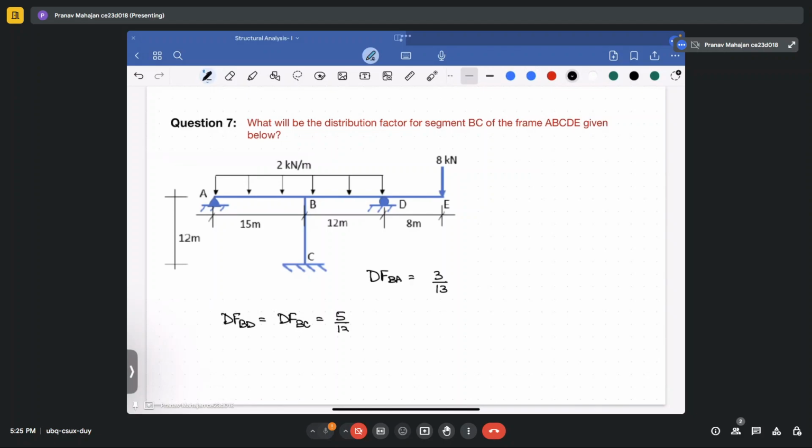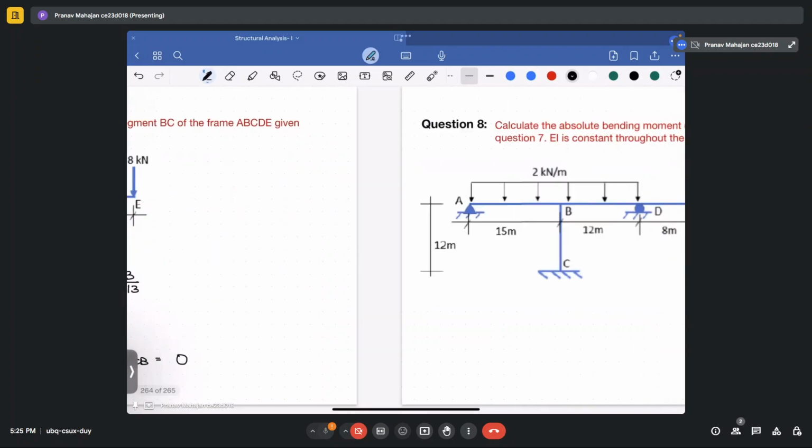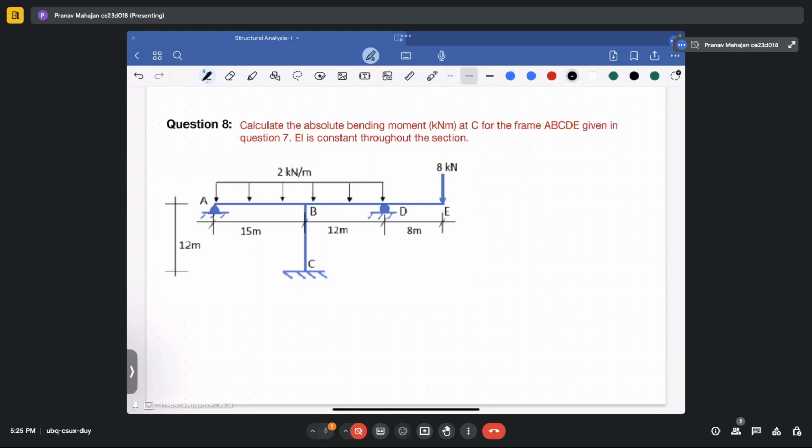Okay, and your rest DFs, that is DF for DB for hinge, it is 1. Then your DF for AB, again it is hinge, so that will be 1. For DF of CB, since that is fixed, so that will be 0. Okay, so all the distribution factors that were required for these calculations we have written in these slides. And now next is you are required to calculate the bending moment at C. For bending moment at C, let's first calculate the fixed end moments.